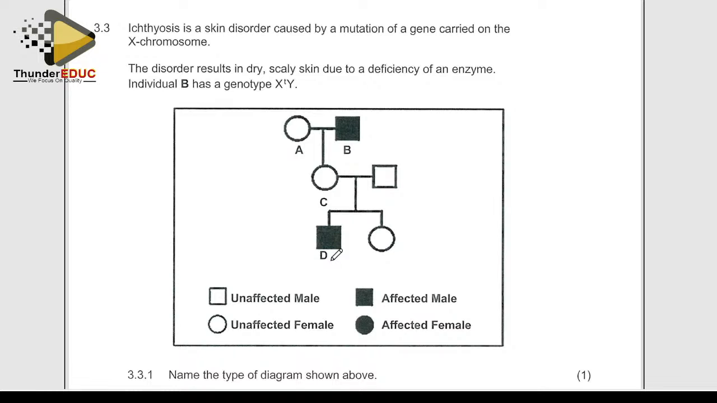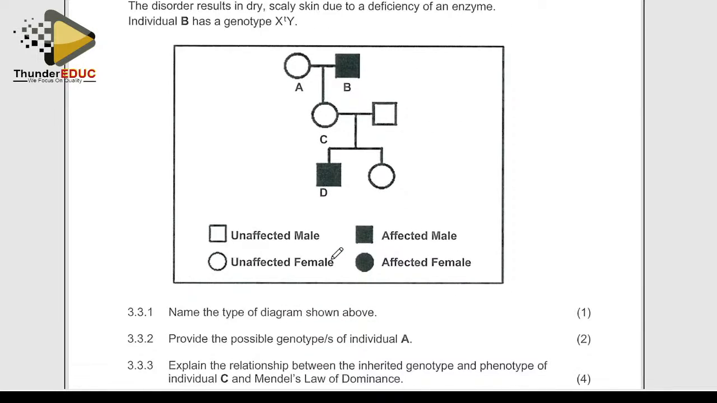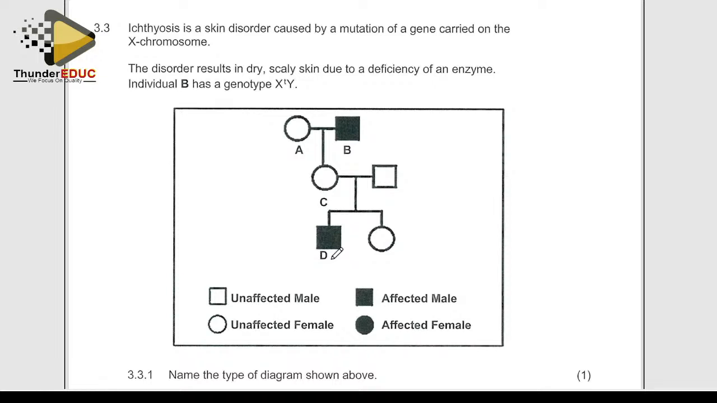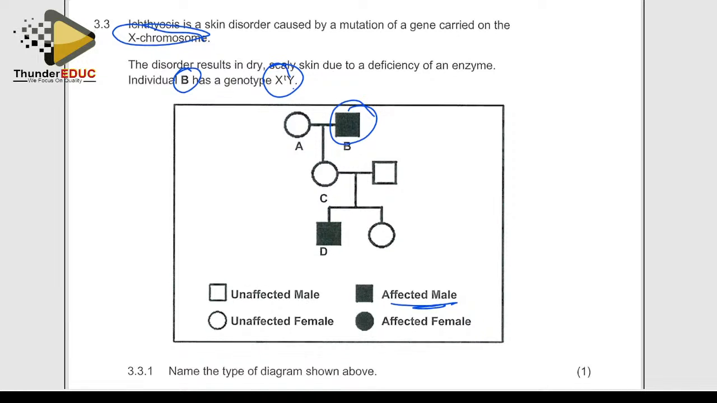Lastly, but not the least, is the pedigree. It says a skin disorder caused by a chromosome. I told you that it's a sex chromosome. Is it sex linked or non-sex linked? We know that it's sex linked. Now you need to know whether it is a dominant allele or a recessive allele. They showed you here it is a recessive allele. Why do I know that? Because they said individual B is an affected male, meaning it is caused by a recessive allele.